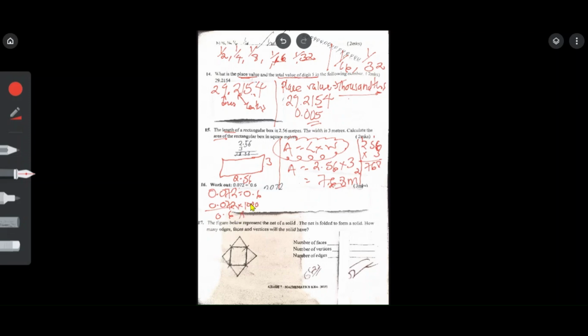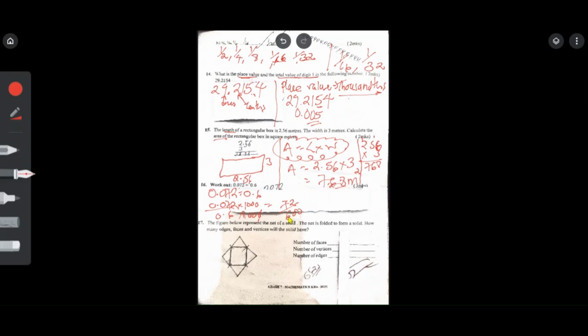Then whatever I do in my numerator, I do in my denominator. 1, 2, 3, 1,000. So these 3 zeros will go with the 3 decimal places. So my answer in the numerator will be 72. This 1 0 will go with 1 decimal. Then you remain the 2 zeros. So 100 multiplied by 6 gives me 600. Right. Then I try to simplify this one.